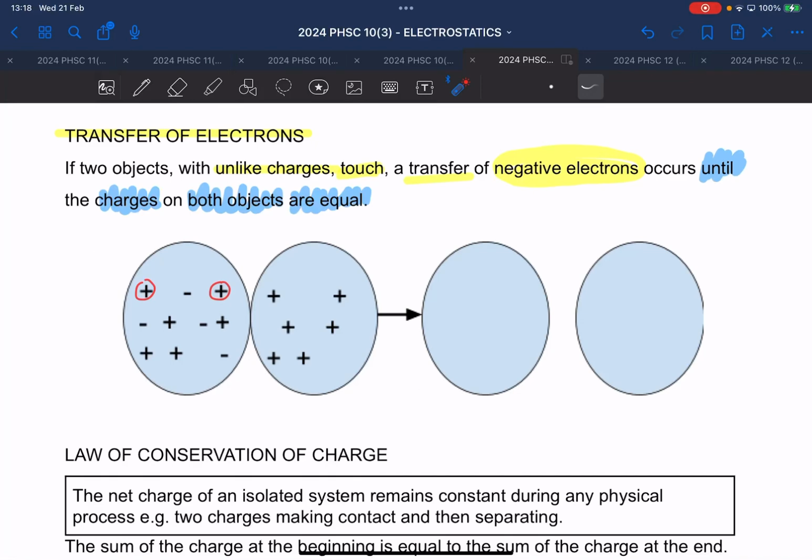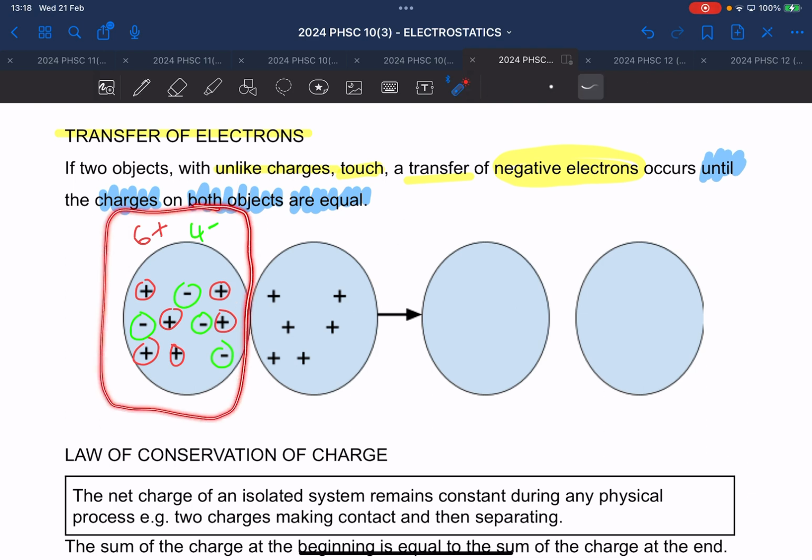See here we have two spheres. This one has 1, 2, 3, 4, 5, 6 positive things. So 6 positive things, sorry. And then it has 1, 2, 3, 4 negative things. So, Talefu, tell me, what is the net charge on this object? Net charge. It has 6 positive things and 4 negative things. What's the net charge?